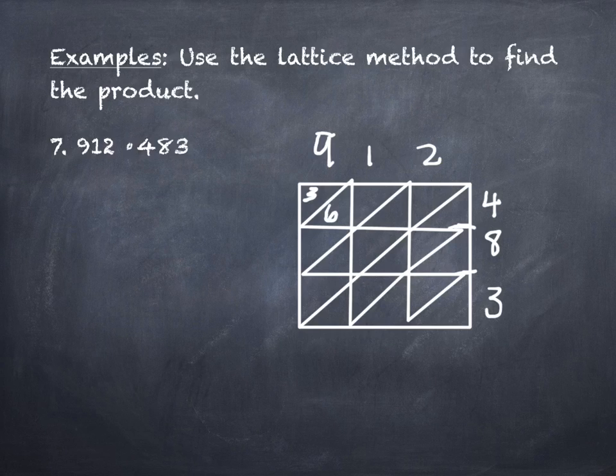1 times 4 is 4, so I'm going to do a 4 on the bottom, and you can put the 0 on top if you'd like. And then 2 times 4 is 8, so there's an 8 on this one. Now 9 times 8 is 72, so there's a 7 and a 2. We have 1 times 8, and that's 8. And I have 2 times 8, and that's 16. I have 9 times 3, and that's 27. I have 1 times 3, and that's 3. And then I have 2 times 3, and that's 6.